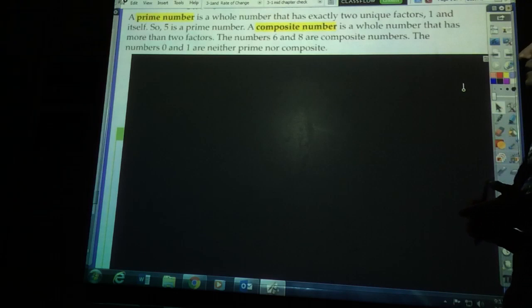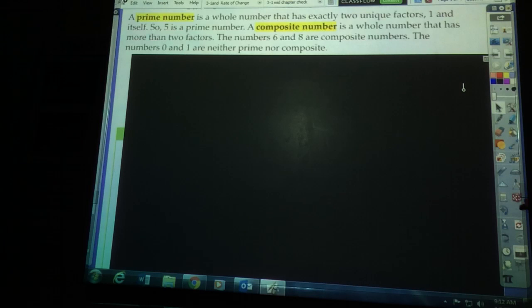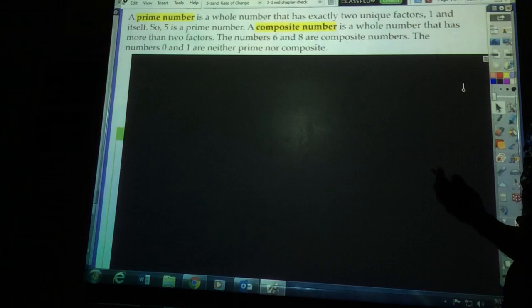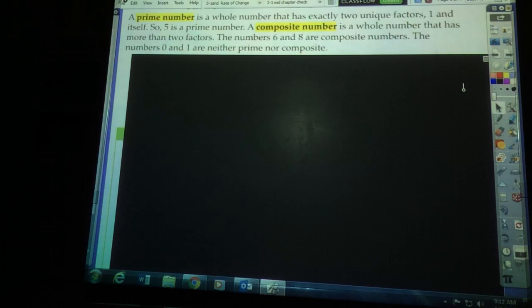So, to summarize, a prime number has exactly two factors. In other words, there are two numbers that go into a prime number evenly, exactly two. The number 1, because 1 goes into any number evenly, and the number itself. When you think of the number 5, 5 is prime, because only 1 and 5 go into 5. Think of the number 23. 23 is prime, because only 1 and 23 go into 23 evenly.